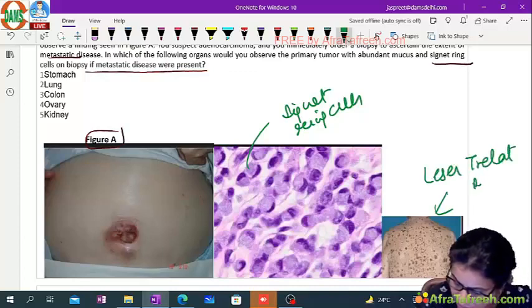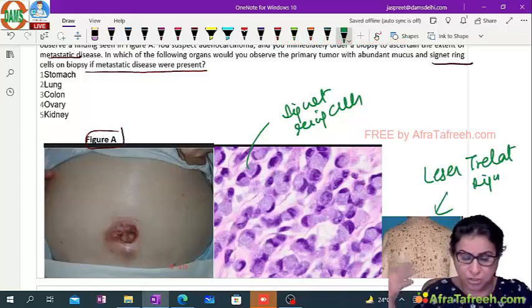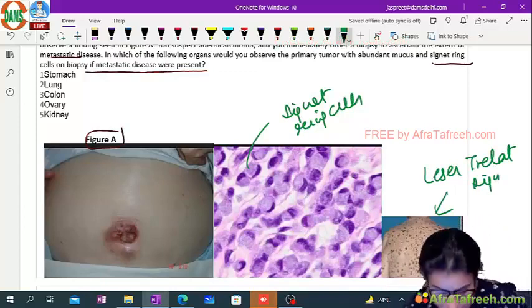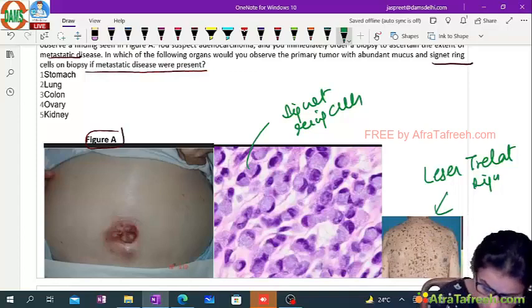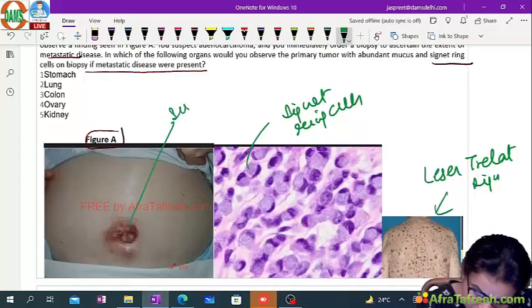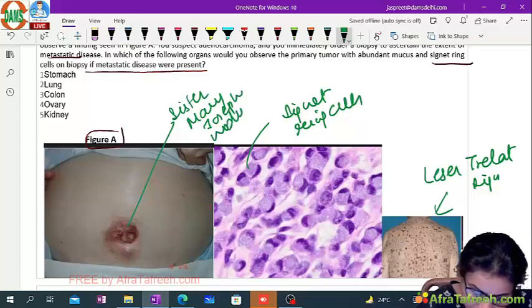Trelat sign. What is Leser-Trélat sign? Sudden eruption of seborrheic keratosis. So figure A, what is it? This is a periumbilical nodule. So what are these? These are Sister Mary Joseph nodules.